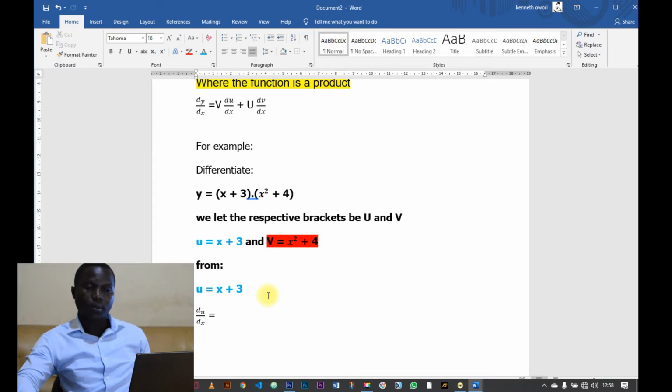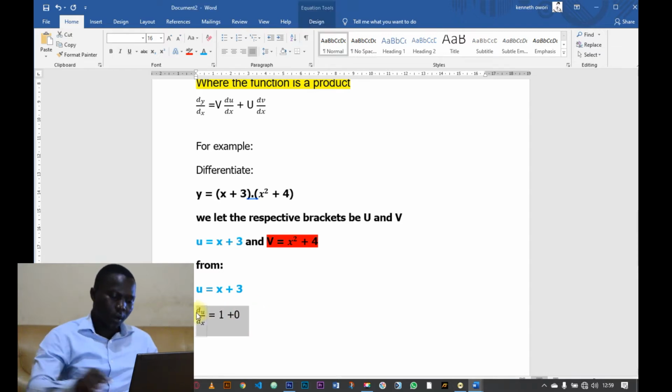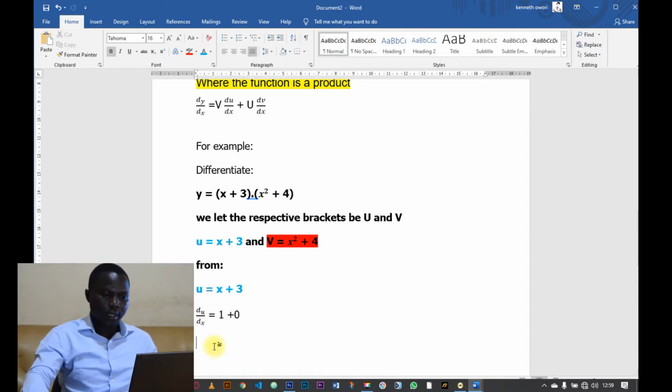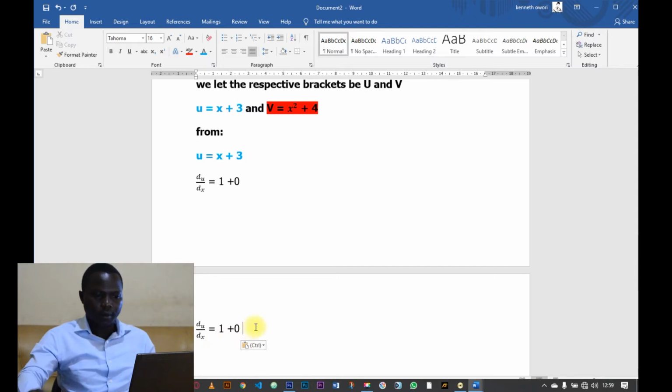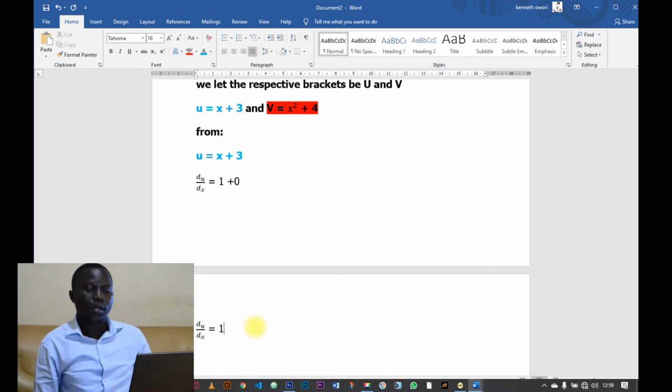the derivative of x plus the derivative of 3. And we said when we differentiate x, any value with a power of 1, we get a constant of 1. And if we differentiate 3, which is a constant, we get a 0. So we'll find that the derivative of u, our du dx, would be equivalent to 1.